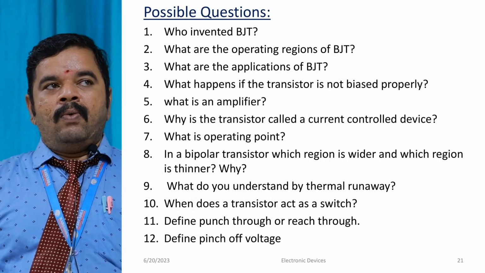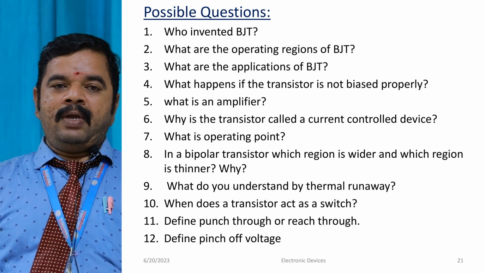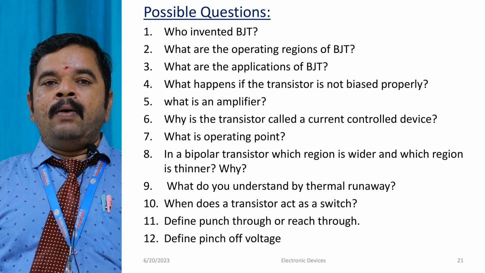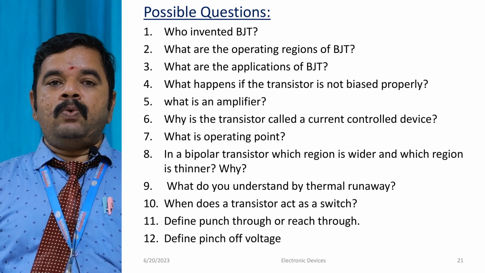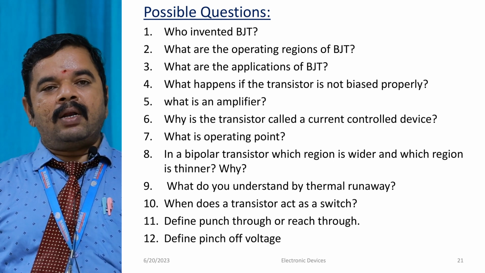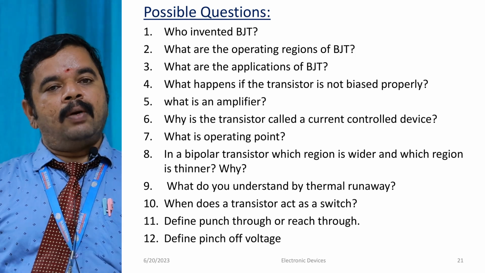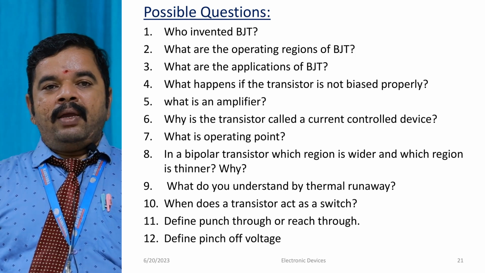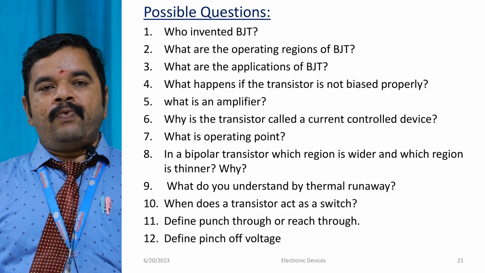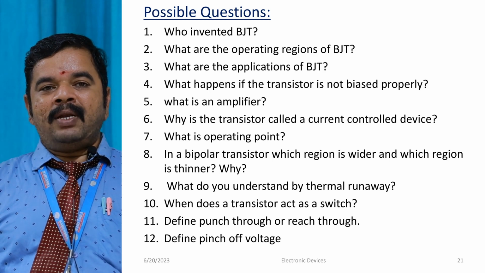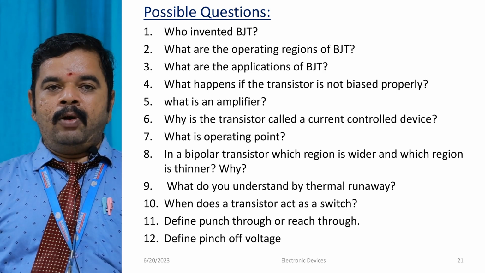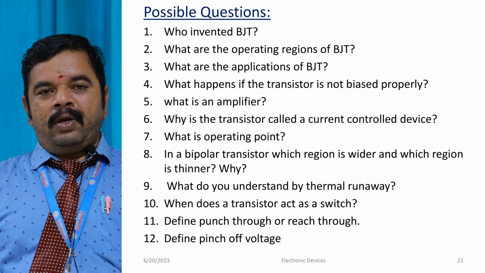Next, what are the possible questions, both from an academic point of view and placement oriented questions? What are the different operating regions? What is the application of BJT? Which region is bigger, which region is lighter, and why? What is the reason we keep the emitter heavily doped, and the reason we keep the base lightly doped?